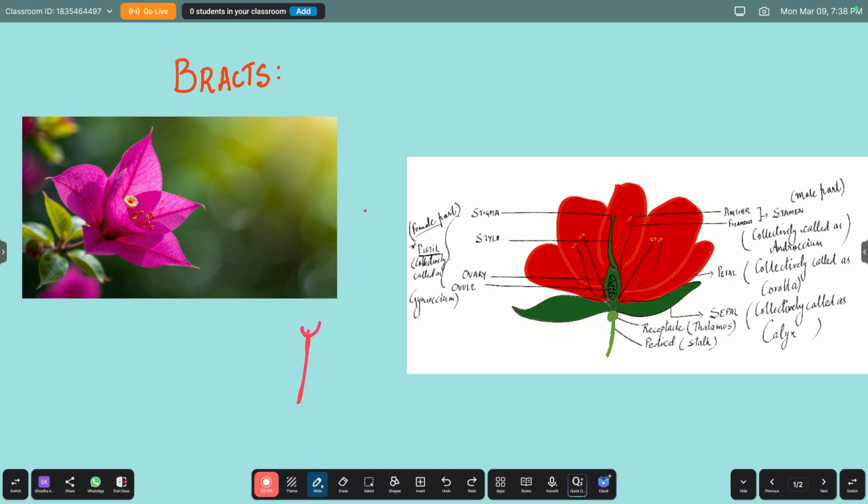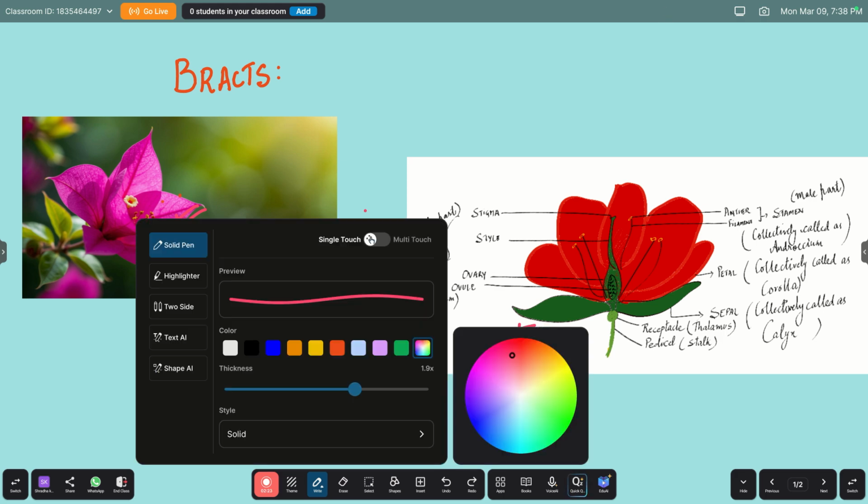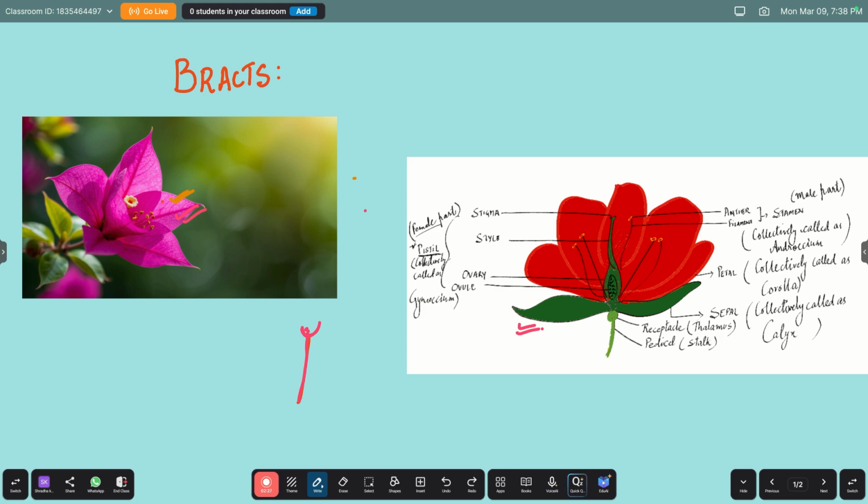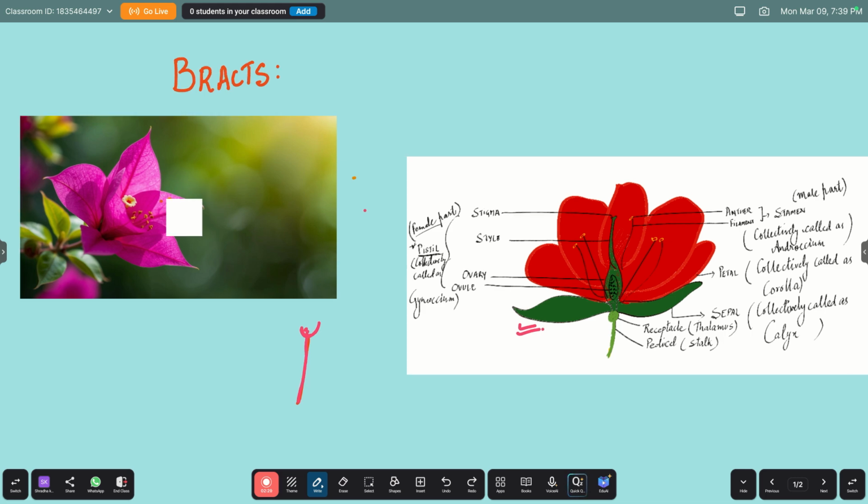Now what happens over here: the first thing we have studied before is that it will be the sepal which will grow, but here the bracts may be green or like ordinary leaves, or at times they may be colored as in the case of the bougainvillea. It is very much clear, I think. So with a different color, if you are not able to see it, this is a bract over here.